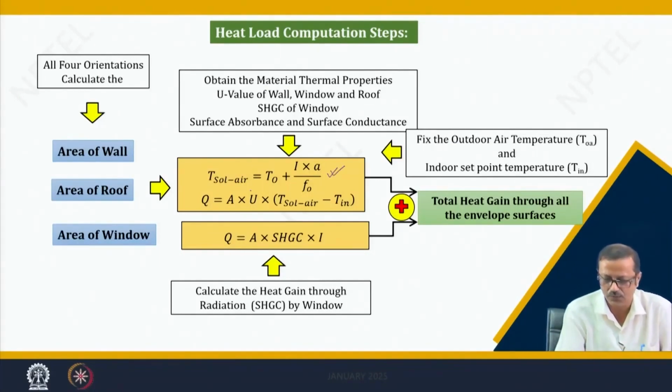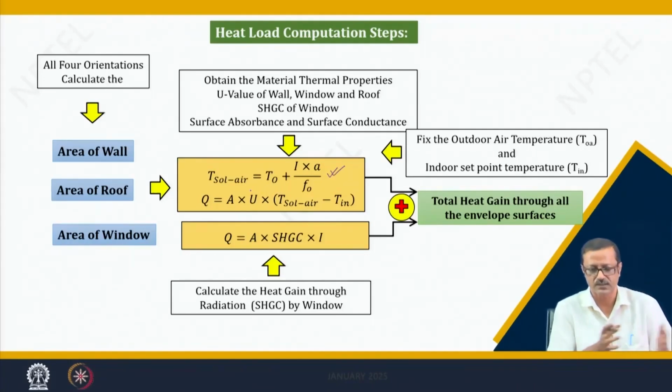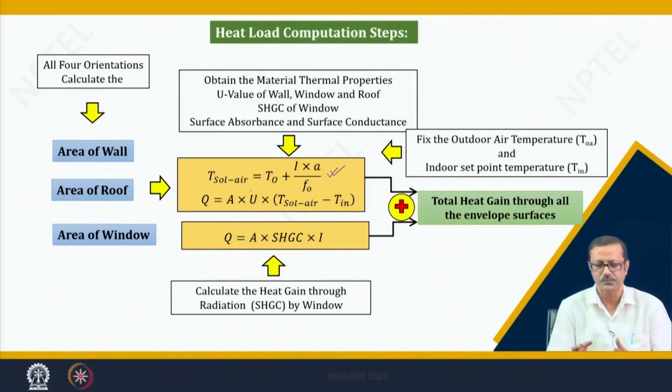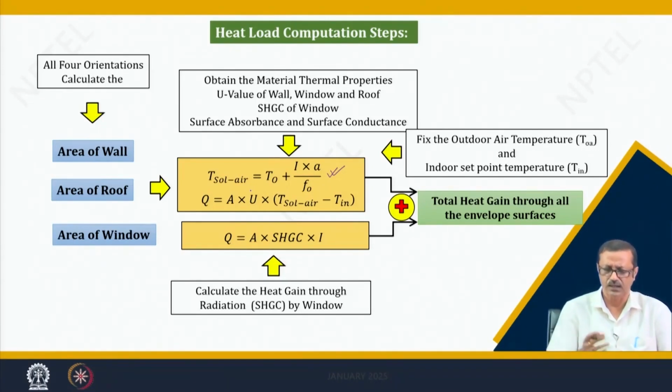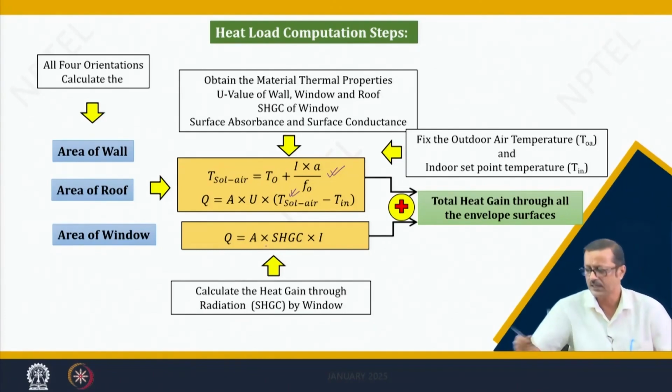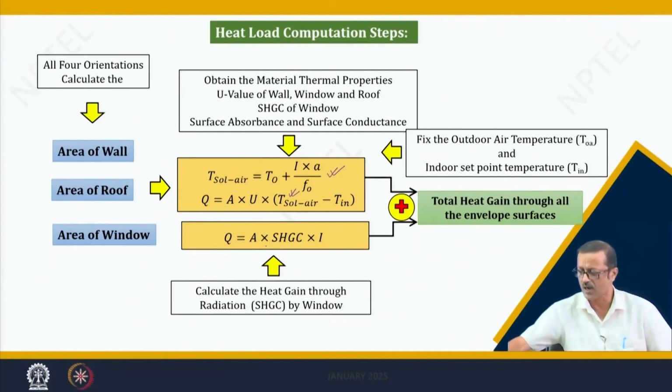by virtue of this equation. This equation has also been discussed in the very first module. The outdoor temperature plus something plus I into A by F naught. A and F naught are the absorbance and the surface conductance, and instead of the TOA, I have to take the solar air temperature over here. So, this has to be taken, and additionally A into SHGC into I has to be taken.